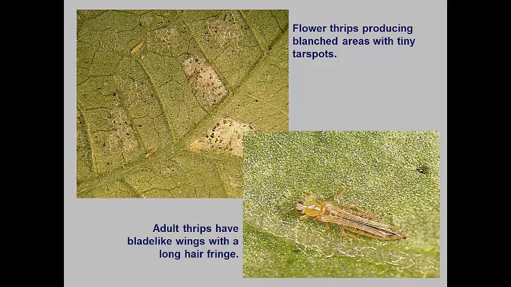Thrips commonly feed on leaf surfaces, flower petals, eating pollen grains, and fruit surfaces. Their feeding results in discolored patches or streaks. Because of their food type, thrips also produce tiny tar spots. The blanched areas and tar spots are easily visible in the upper left image. In the lower image, you can see an adult flower thrips with the blade-shaped wings folded over the abdomen and the hair fringes extending to the sides. There are several predatory thrips that feed on other small arthropods.